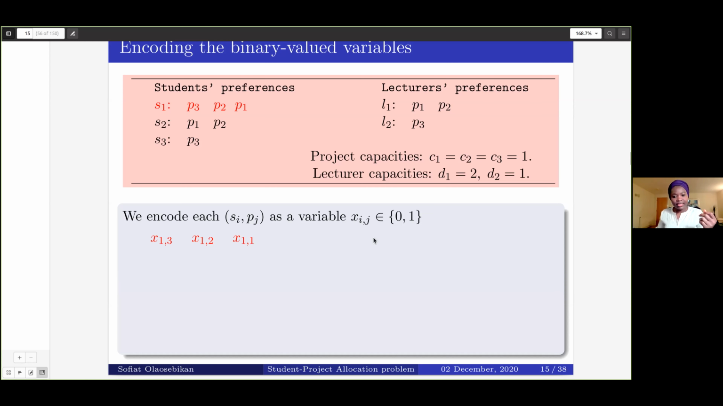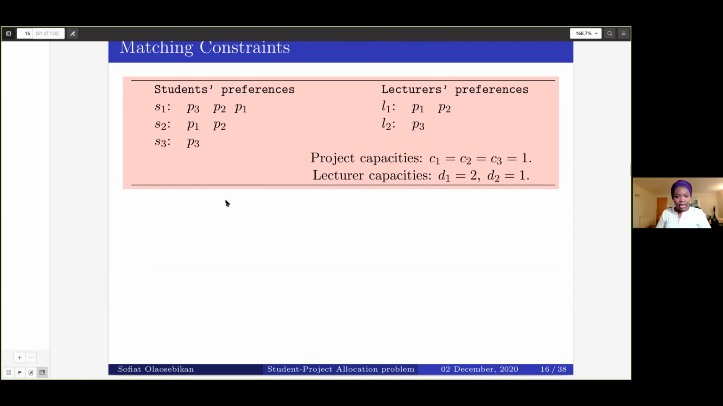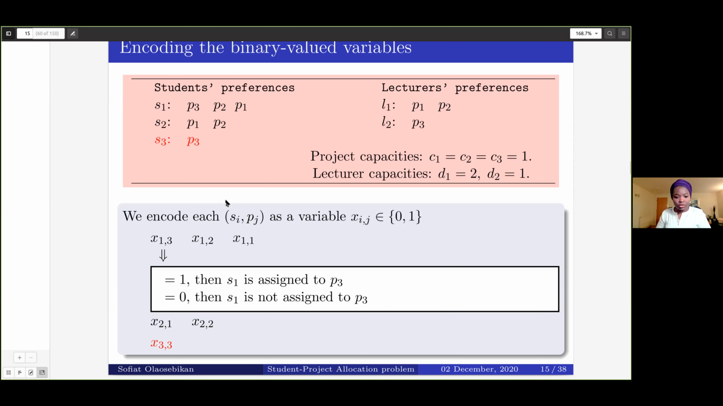For instance, Xij here, for each student, this is X13, X12, and X11. If X13 is 1, then we know that S1 is assigned to P3. So X13 is the variable representing student 1's assignment to P3. And if it's 0, then we know that S1 is not assigned to P3. We do this for all of the students. We encode all of their projects into binary valued variables. And that's it for the binary variables. The next thing is we have a set of constraints we need to define.